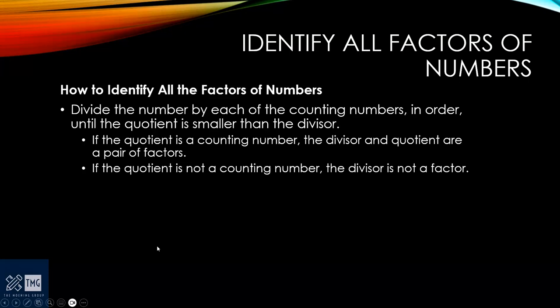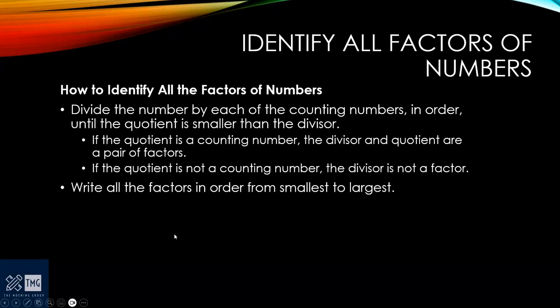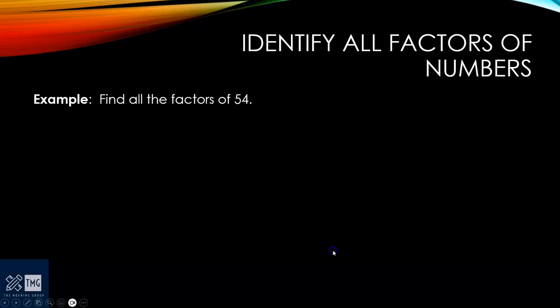Then, if the quotient is a counting number, meaning after you divide, the answer you get is a counting number, then you know the divisor and the quotient are a pair of factors, so they are both factors. If the quotient is not a counting number, the divisor is not a factor. And we'll show this a little more easily when we do an example. After we find them all, we want to write all the factors in order from smallest to largest.